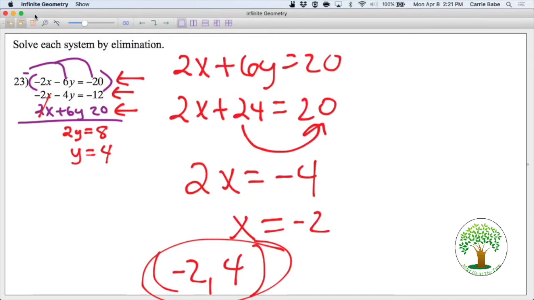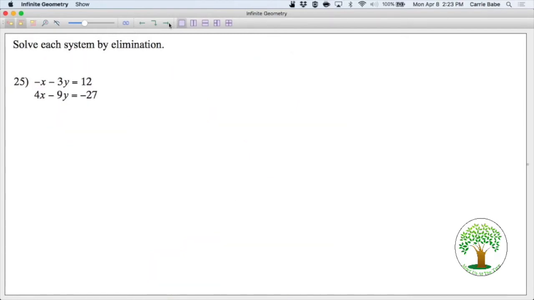All right, now I want you to look at these numbers. They're not even the same now. I don't have anything that even looks like it can start canceling. So we're not only going to have to multiply by just a negative, but maybe a number, okay? We want them to cancel. So you have a choice here also.